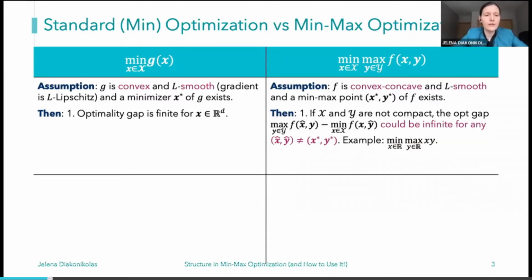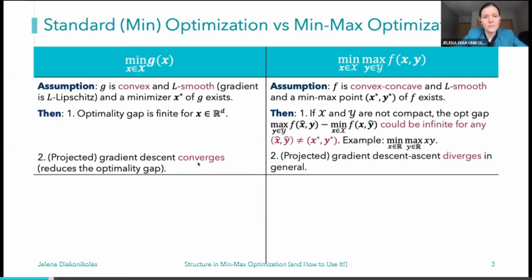Another thing here is that one of your most basic methods, which is gradient descent, in standard optimization, it converges. For min-max optimization, the appropriate generalization would be gradient descent ascent, and it diverges in general. This is a well-known result.